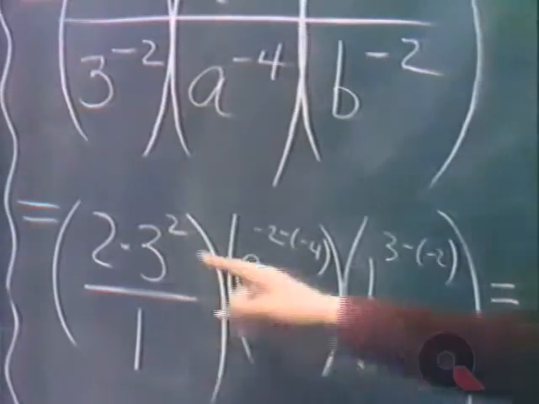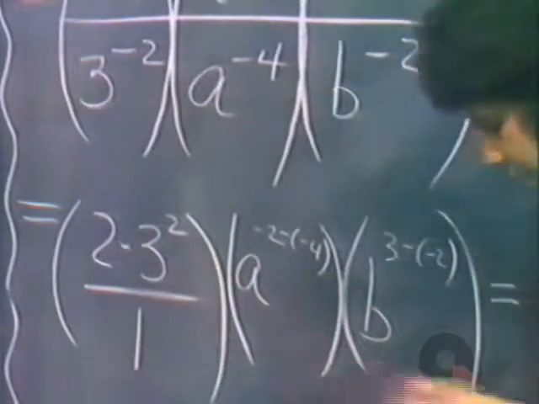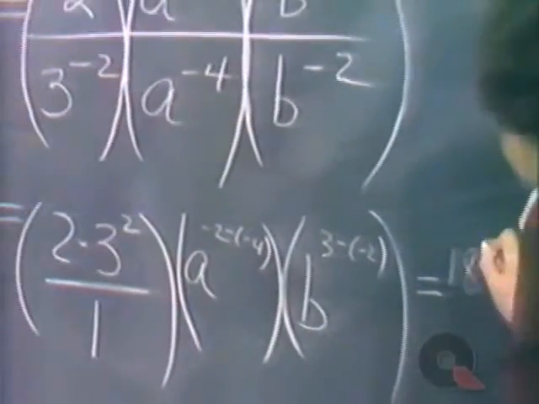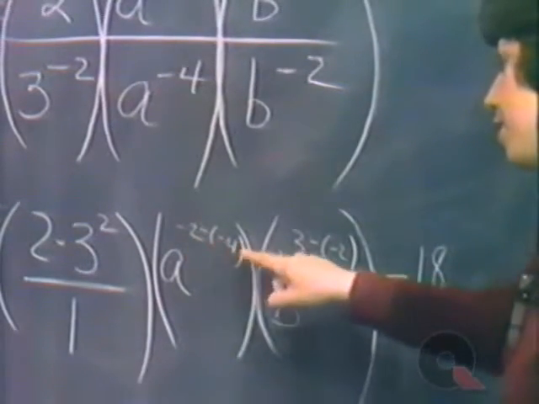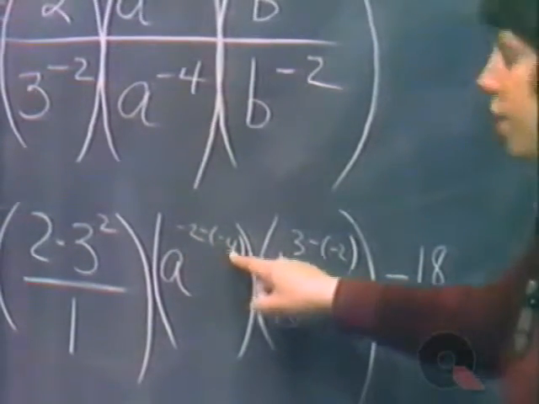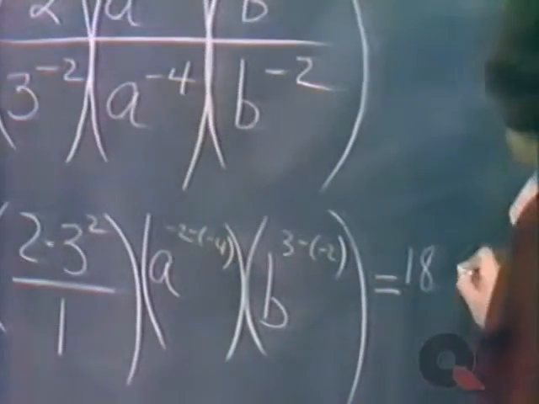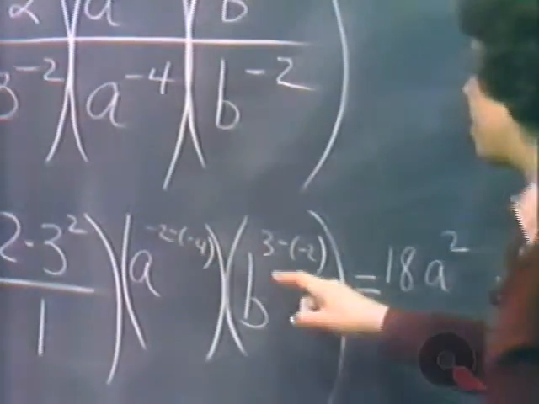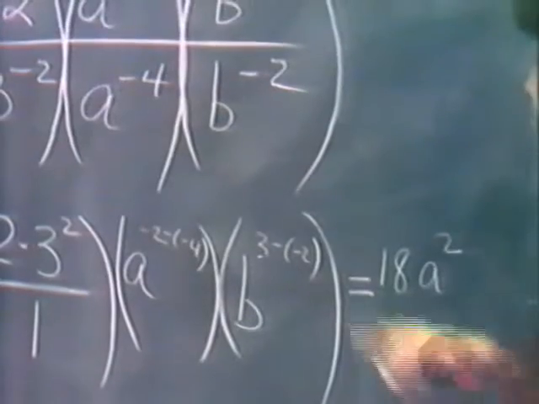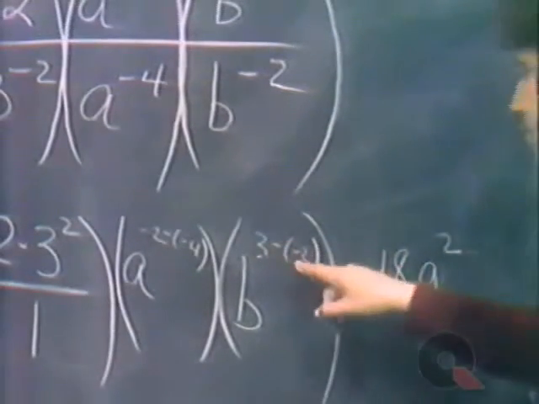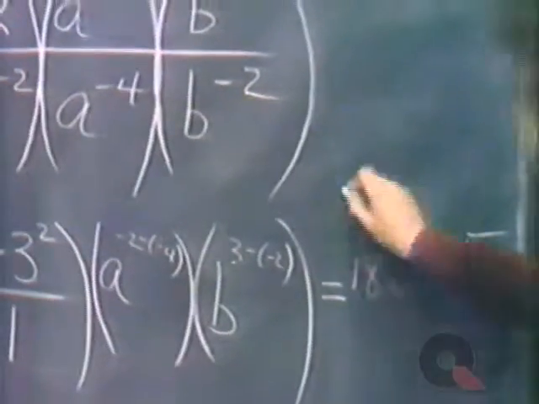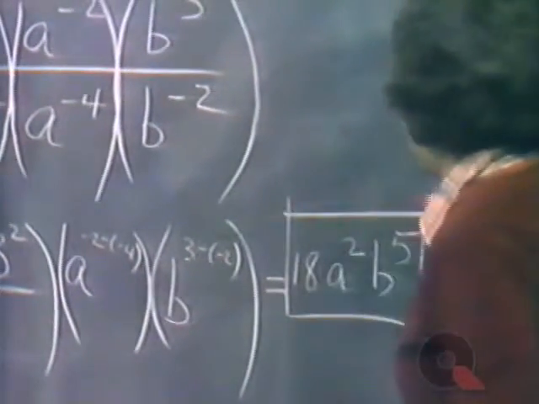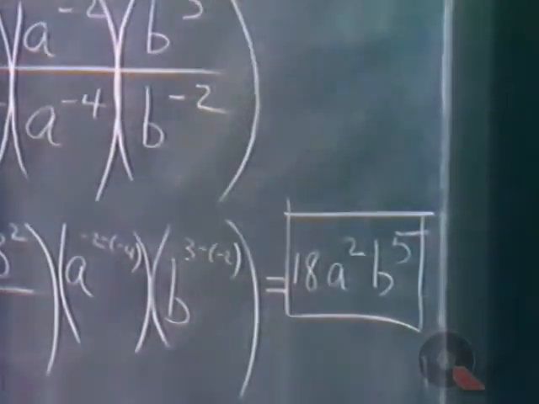Let's see what we have. 3 squared, that's 9, times 2, that's 18. Minus 2, take away a minus 4, is minus 2 plus 4. That's just plus 2. That's a squared. 3 minus a minus 2, that's 3 plus 2, that's 5. And we get 18, a squared, b to the 5th, the answer to the example. And this is the end of the tape.